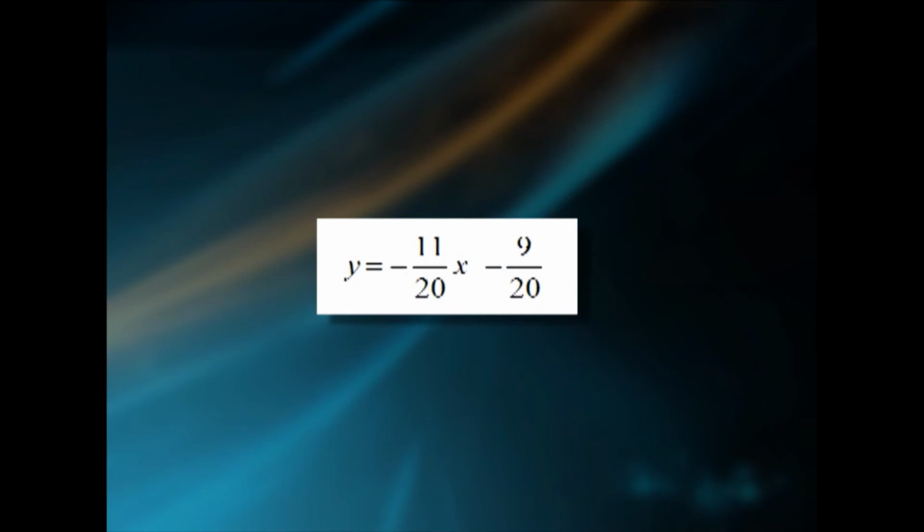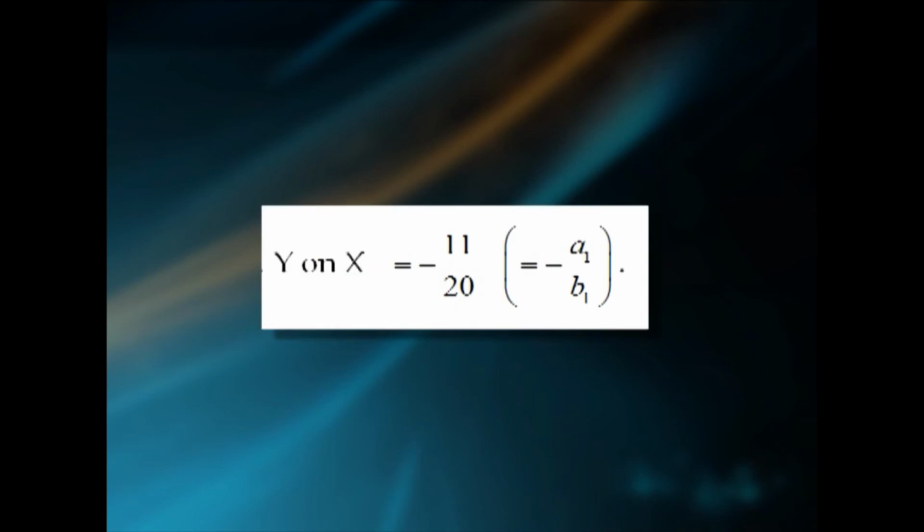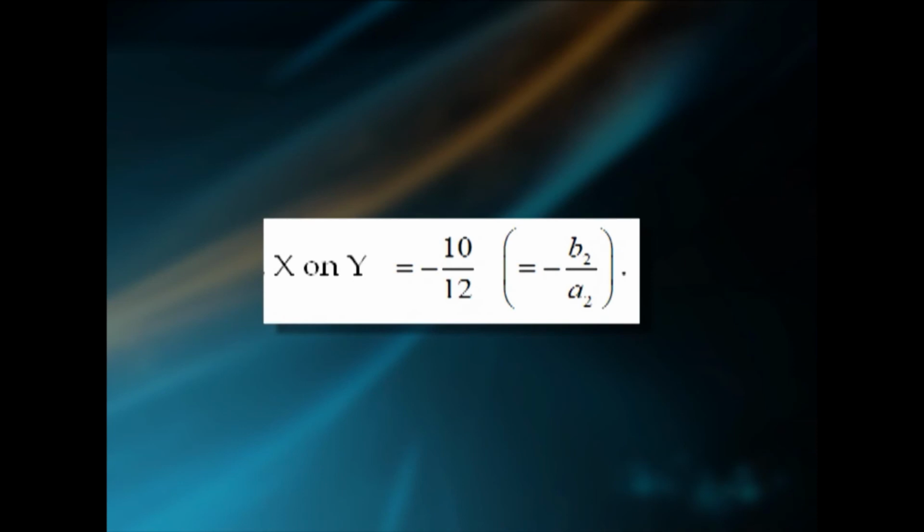Now, 11x plus 20y plus 9 equal to 0 is the regression line y on x, and the line 12x plus 10y minus 3 equal to 0 is the regression line x on y. Then y equal to minus 11 by 20 into x minus 9 by 20, and regression coefficient y on x equal to minus 11 by 20, that is minus a1 by b1, and x equal to minus 10 by 12 y plus 3 by 12. The regression coefficient x on y equal to minus 10 by 12, that is equal to minus b2 by a2.